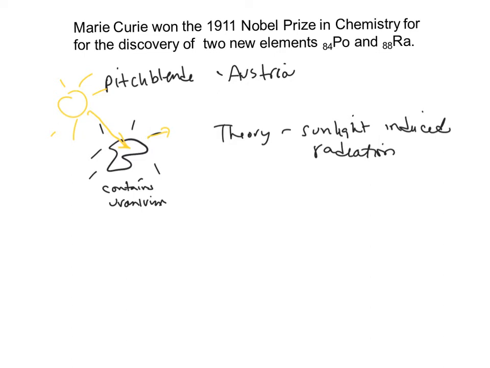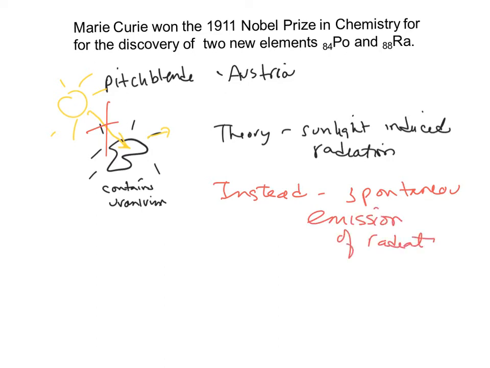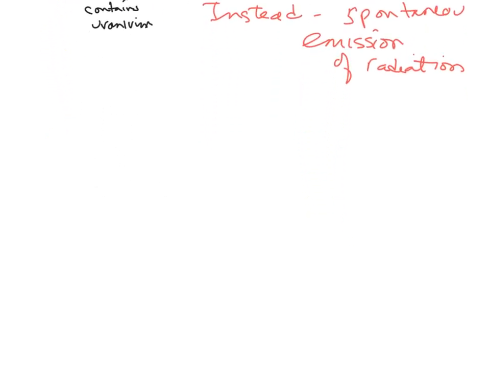Certain parts of the plate had developed spots. So his theory about sunlight was incorrect, and instead he decided that it was a spontaneous emission of radiation, not induced. It had nothing to do with sunlight. He called this radiation radioactivity and continued to study it.